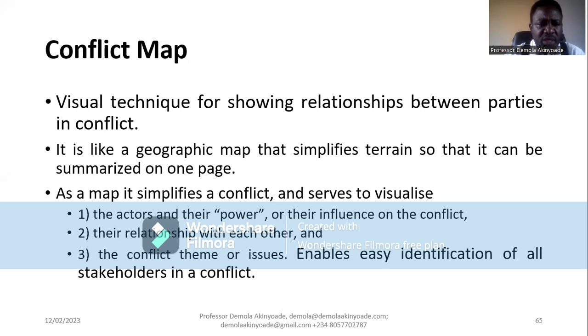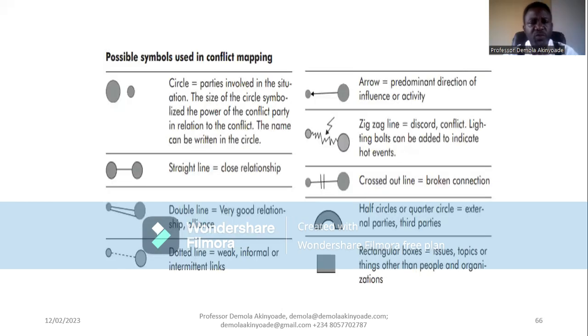I want to show the meaning of the lines, what we use to represent the relationships. You see, these are the symbols we use in conflict map. You see here, they even call it conflict mapping. Okay, you see, double line shows very good relationship. Straight line, close relationship. Dotted line shows weak, informal, or intermittent links.